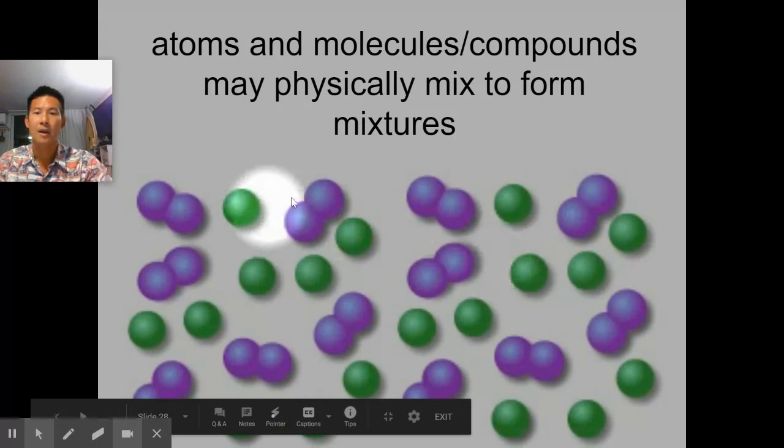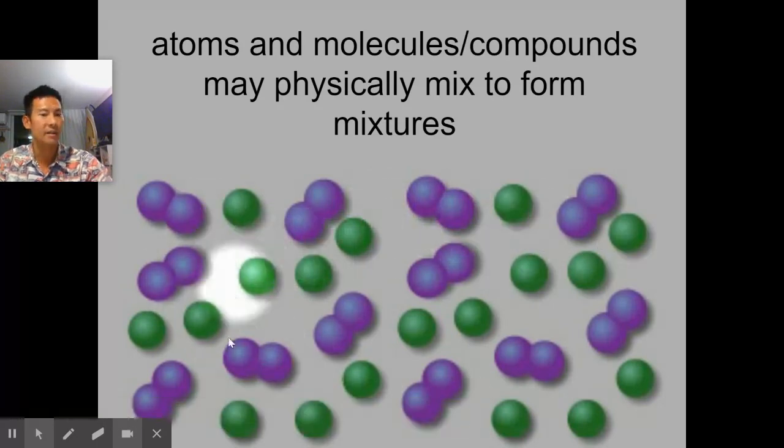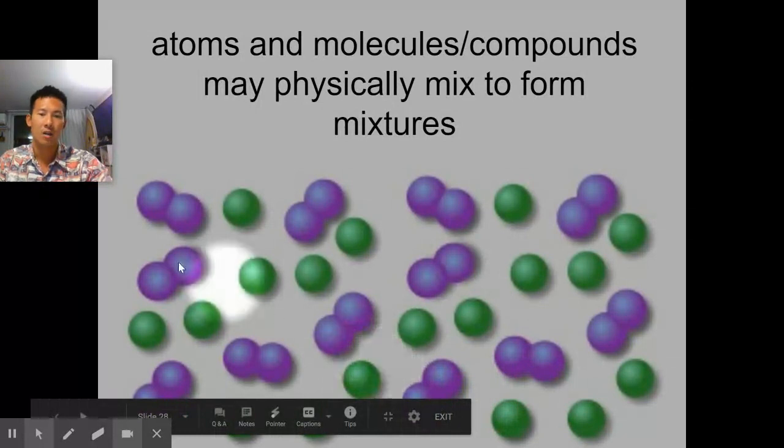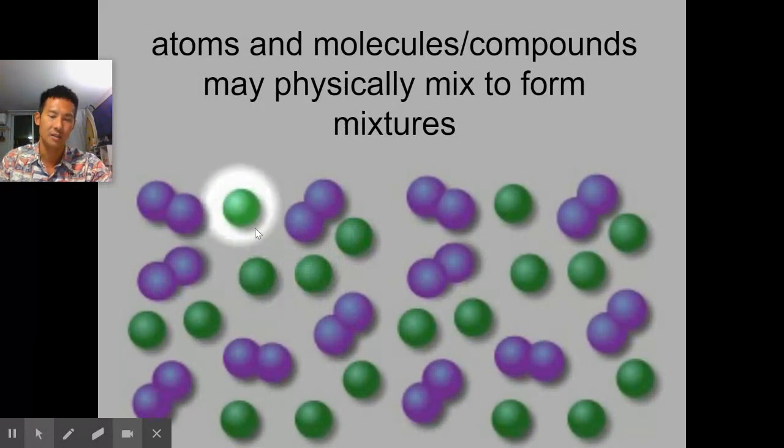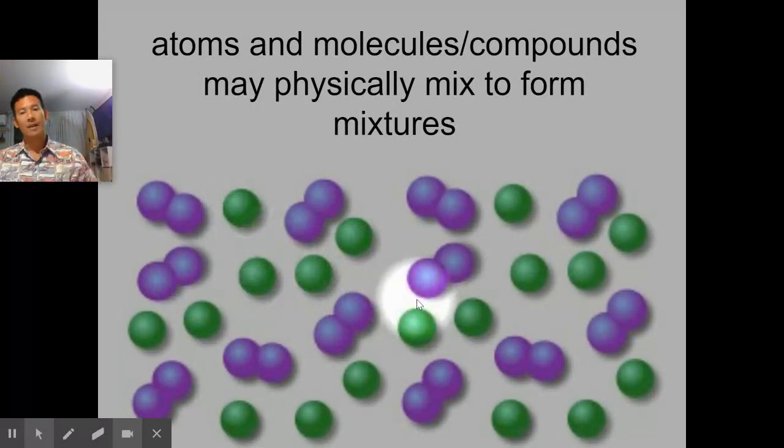This is a mixture. If you can tell the difference, then it's a heterogeneous mixture. If you cannot tell a difference, it's a homogeneous mixture. These two right here would be a compound by itself, and then this green ball right here by itself would be an element.